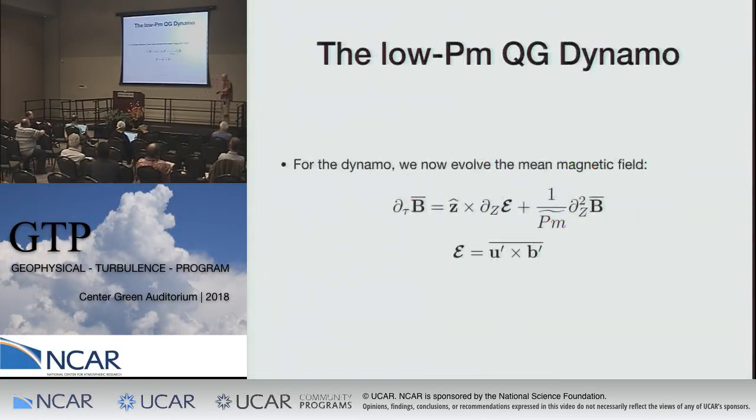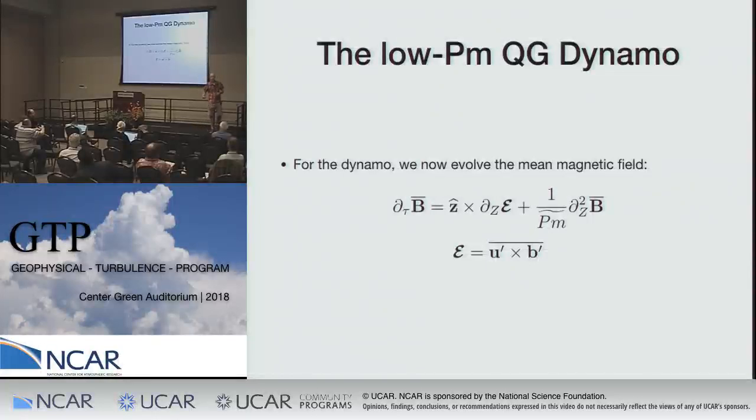I'm going to talk a little bit about some of the dynamo simulations that we've been looking at, carried out by Meredith Plumley. So instead of imposing a mean magnetic field, now we allow it to evolve. You get some richer dynamics, you get transfer of energy between the mean and the fluctuating magnetic field. So for the dynamo, you have to evolve this equation here. This is an equation for the mean magnetic field. This is our EMF here.